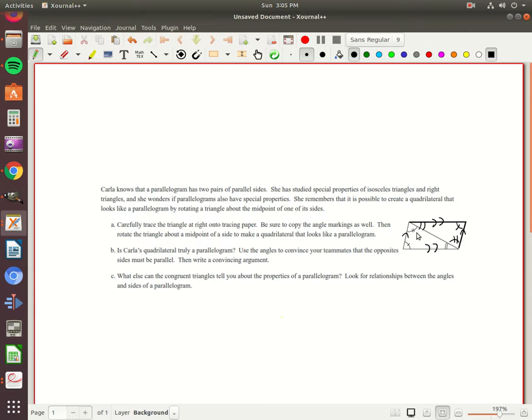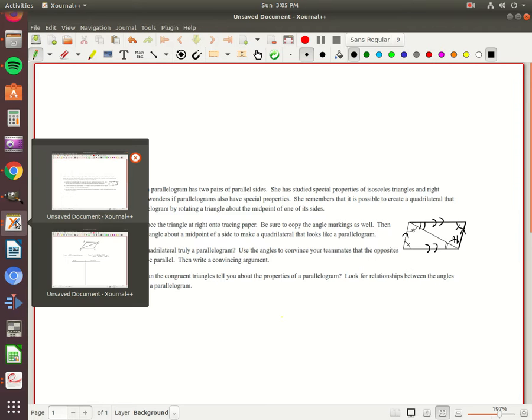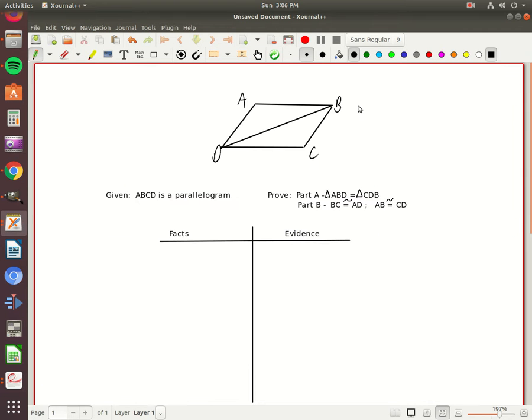At this point, I usually try and change this a little bit. We're talking about the same thing, but I want to begin to introduce these proofs. So I am going to give us this. I'm going to tell us that ABCD is a parallelogram, and I'm going to ask you to prove two things in turn. First, I want you to prove that ABD is congruent to CDB. And then after we're done proving that, I want you to prove that BC is congruent to AD and that AB is congruent to CD.